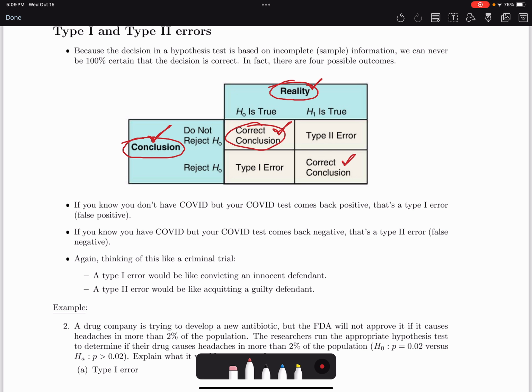Okay, we could decide, for example, to reject a null hypothesis even though the null hypothesis is true, and that would be called a type 1 error. This is sometimes called a false positive. Okay, and then on the other hand, we might decide to not reject the null hypothesis even though the alternative hypothesis is true. That would be bad as well, because if the alternative is true, we want to reject the null. So if we decide not to, then we've committed a type 2 error. This is sometimes called a false negative.